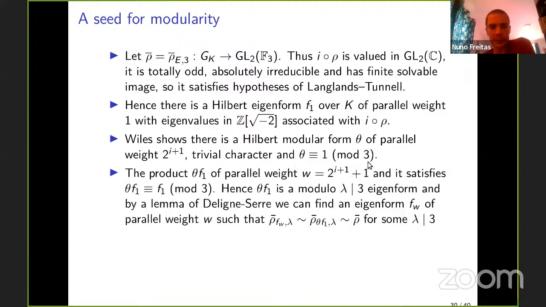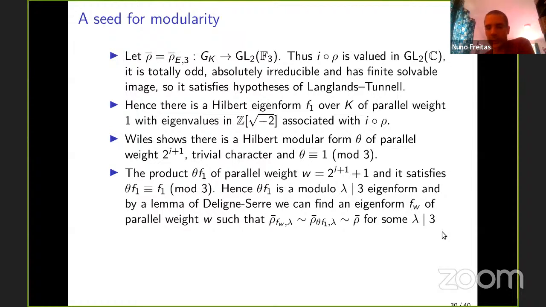And now we can multiply these two things. We multiply theta by f1, and now we get something of weight w, which is 2 to the i plus 1 plus 1. And modulo 3, it is congruent to f1. So the product theta f1 modulo any prime dividing 3 is actually an eigenform modulo that prime. And so there is a lemma of Deligne-Serre that allows us to say that we can find an eigenform fw of parallel weight w such that the residual representations all coincide.